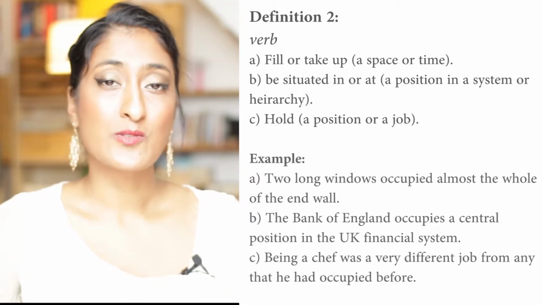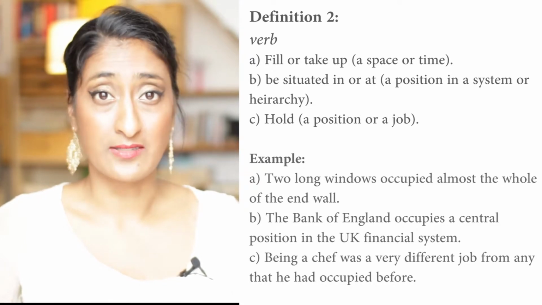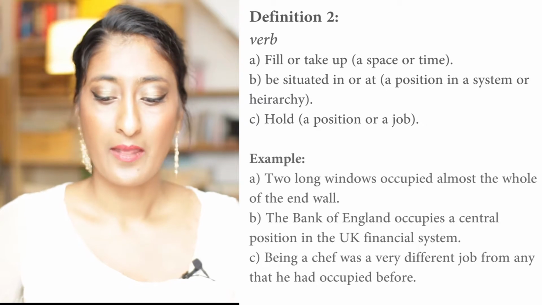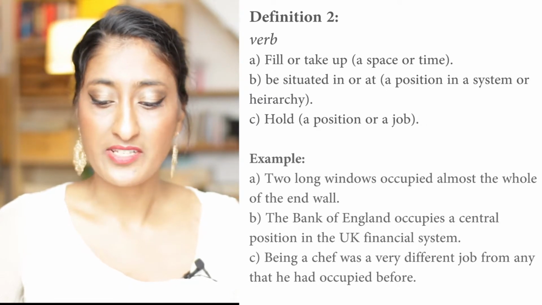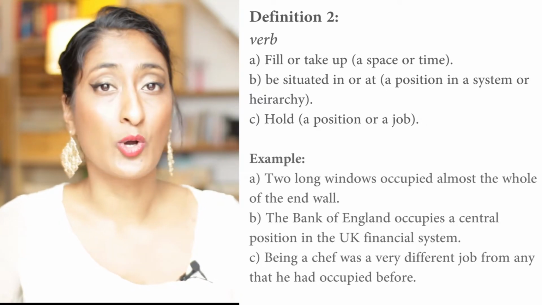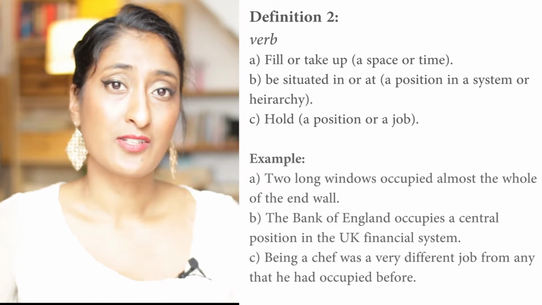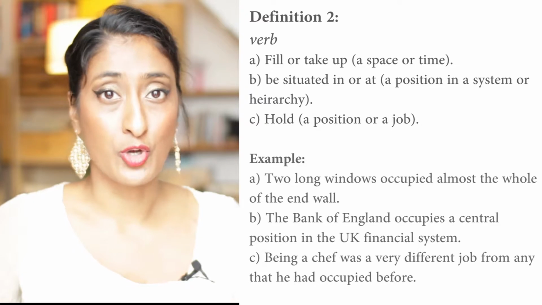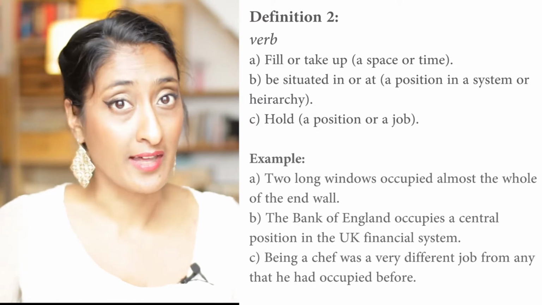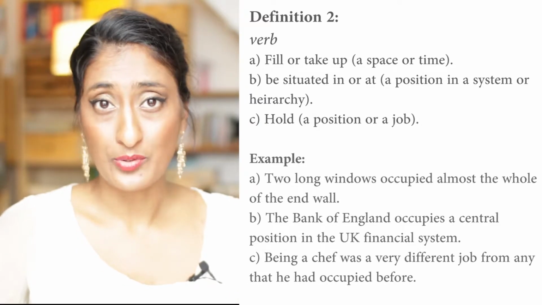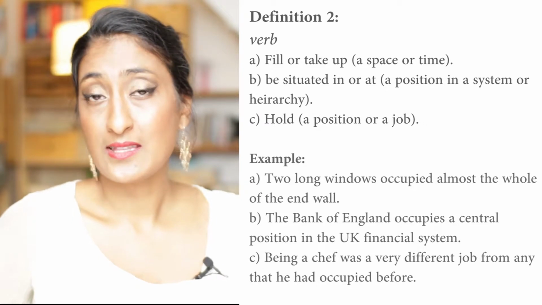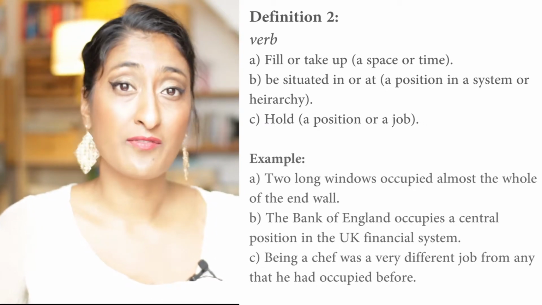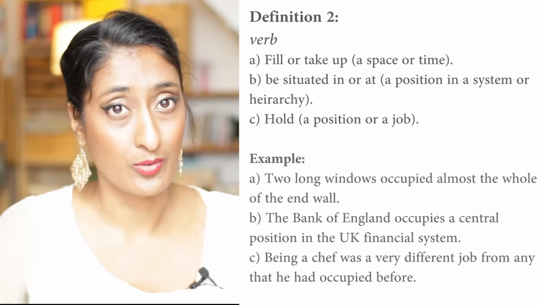Another way is when a person fills a position or a job. Here's an example sentence. Being a chef was a very different job from any that he had occupied before. So this is a way of saying that somebody fills a job, which is they occupy that job. And in this example, we see that this person has a job that was so different from any of the others that he had had before.